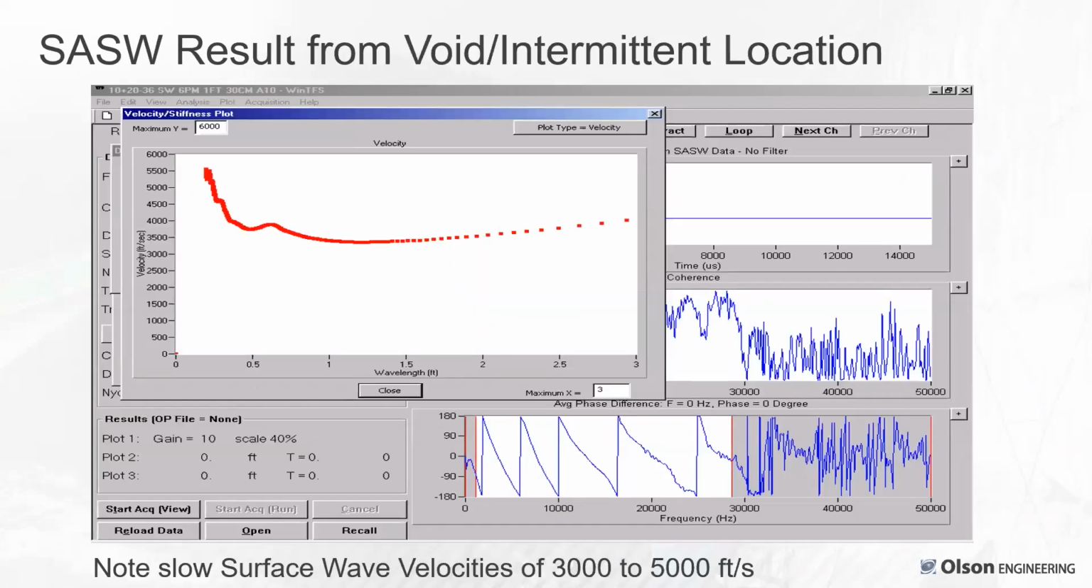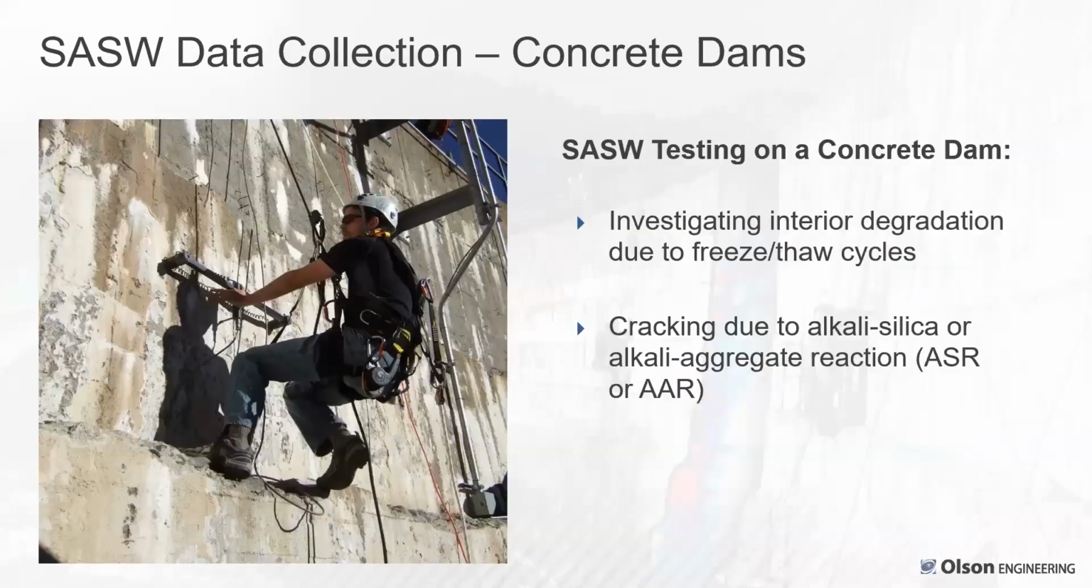So this is a result from an area that had some issues with void, intermittent contact conditions. It was fast near the surface, but then it dropped off, showing slower velocity results. You can see how the phase curve has not as many cycles. It's gotten slower at the longer wavelengths going out to 3 feet. So you definitely get variation in the results depending on the concrete integrity. And it can be affected by both cracking damage and alkali silica reaction or freeze thaw.